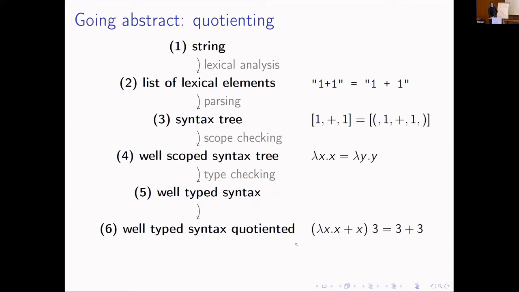So basically when we write something in type theory, you can think about it as if it was written in this well-typed syntax quotiented level of abstraction, but the only thing we can write on paper is the strings. So what we really mean is the elaboration of the string which we wrote there.